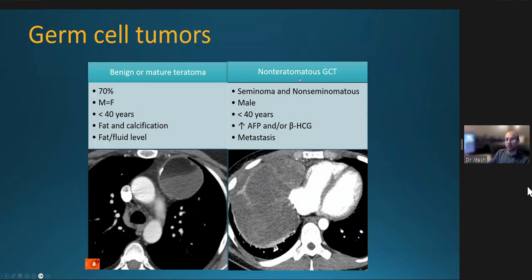Whereas non-teratomatous germ cell tumors, which include seminomatous and non-seminomatous tumors, almost exclusively occur in young male patients, and they can have elevated tumor markers like elevated AFP or beta HCG. We can see metastasis in these patients, such as lung nodules or metastases outside the chest. So when we have this imaging pattern, then we can favor a non-teratomatous germ cell tumor.